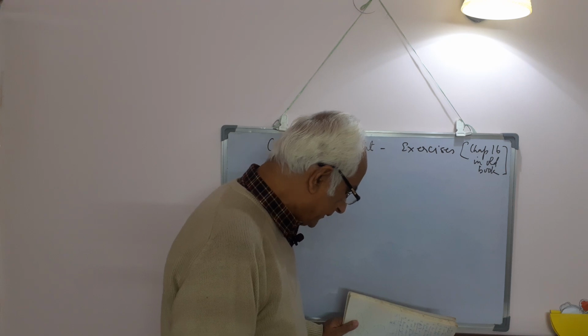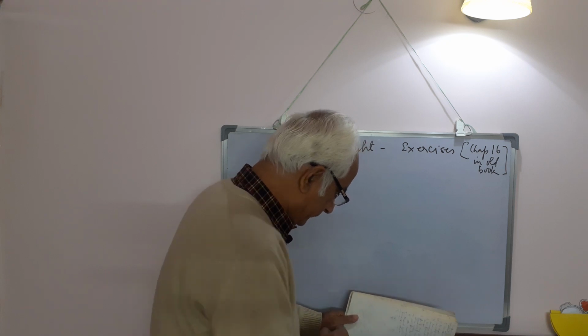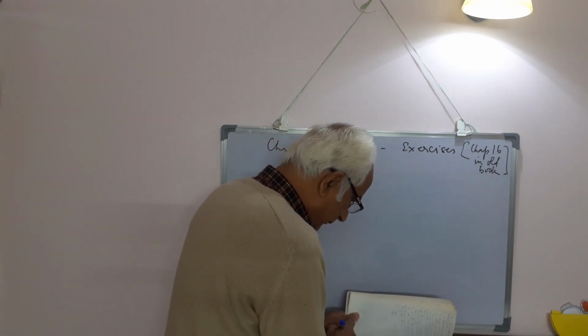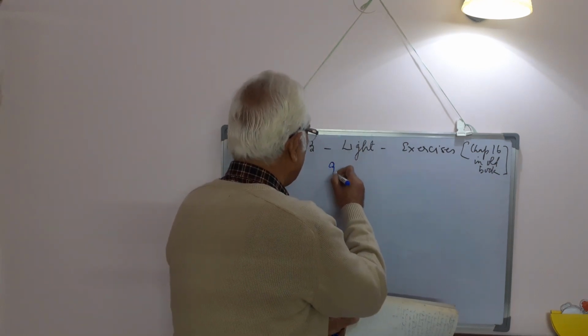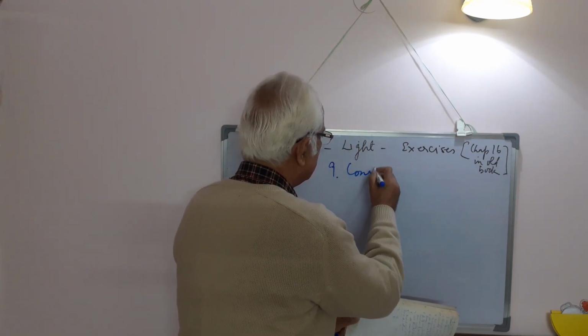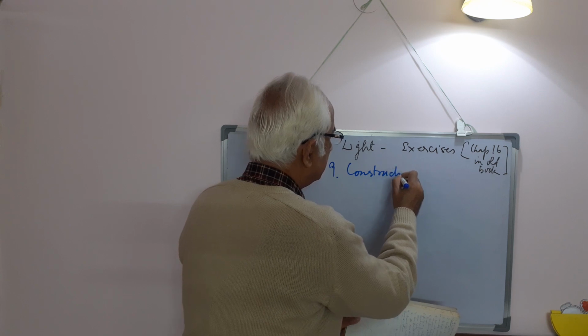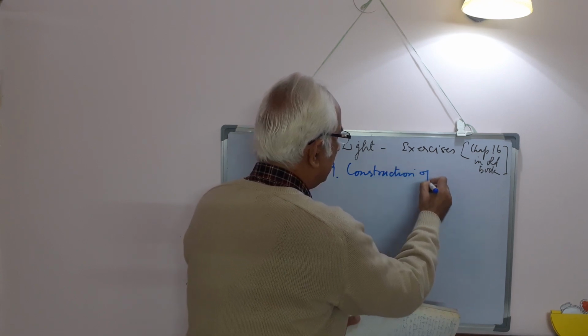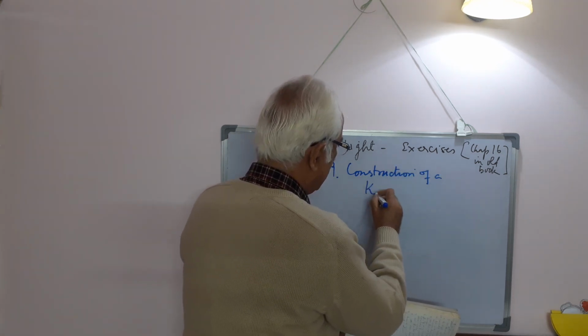So, describe the construction of a kaleidoscope. This is question number 9. Construction of a kaleidoscope.